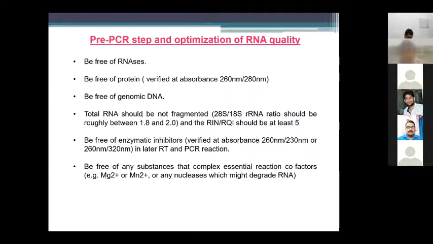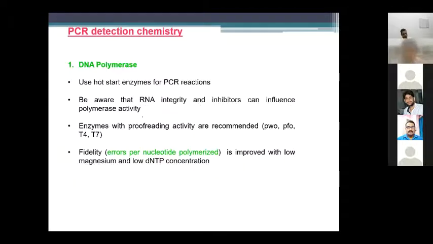Verify this by the absorbance at 260/230, or 260/320, for the later RT and PCR reactions. The RNA should also be free from any substances that complex with the essential cofactors of the qPCR reaction mixture, for example magnesium (Mg) and manganese (Mn), and any nucleases which might degrade the RNA or hamper the PCR reactions. During PCR detection chemistry, for the DNA polymerase use a hot start enzyme for the PCR reaction.